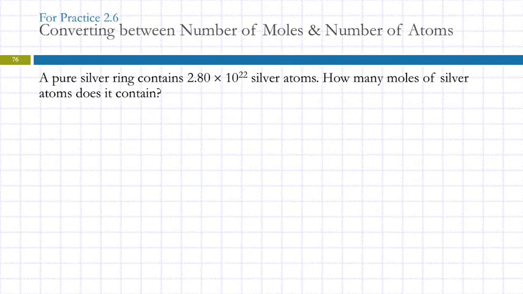So let's do an example. A pure silver ring contains 2.80 times 10 to the 22 silver atoms. How many moles of silver atoms does it contain?